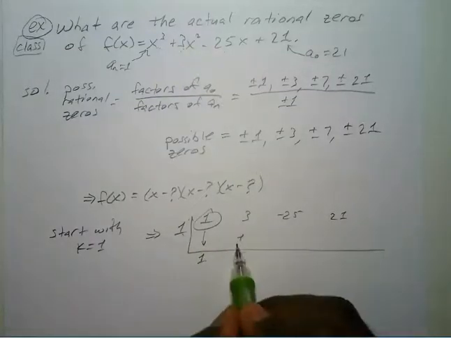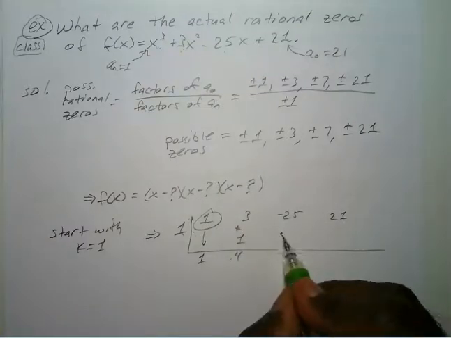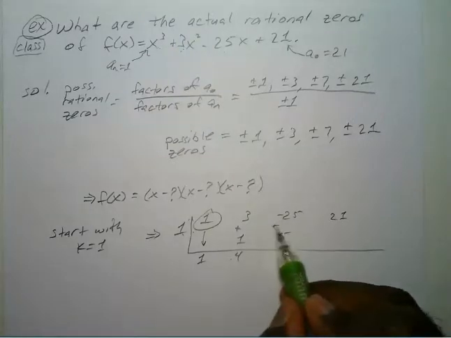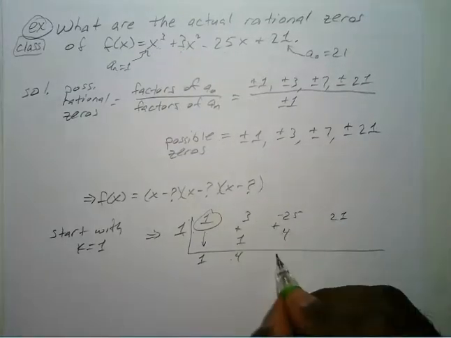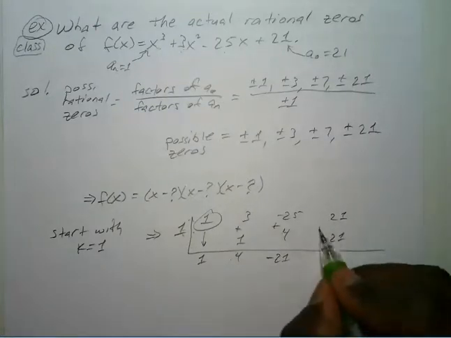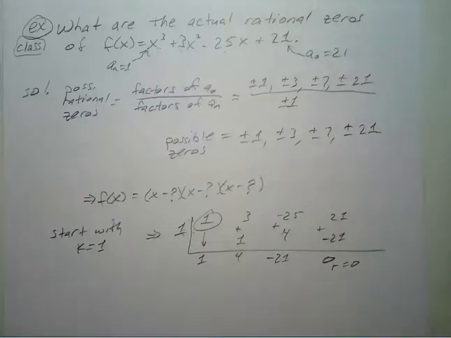1 times 1 is 1. Add those together, you get 4. 1 times 4 is 4. Add those together, you get negative 21. 1 times negative 21 is negative 21. Add those together. All right. Lucky enough, we get our remainder equals 0. Okay, so we got lucky on the first one.